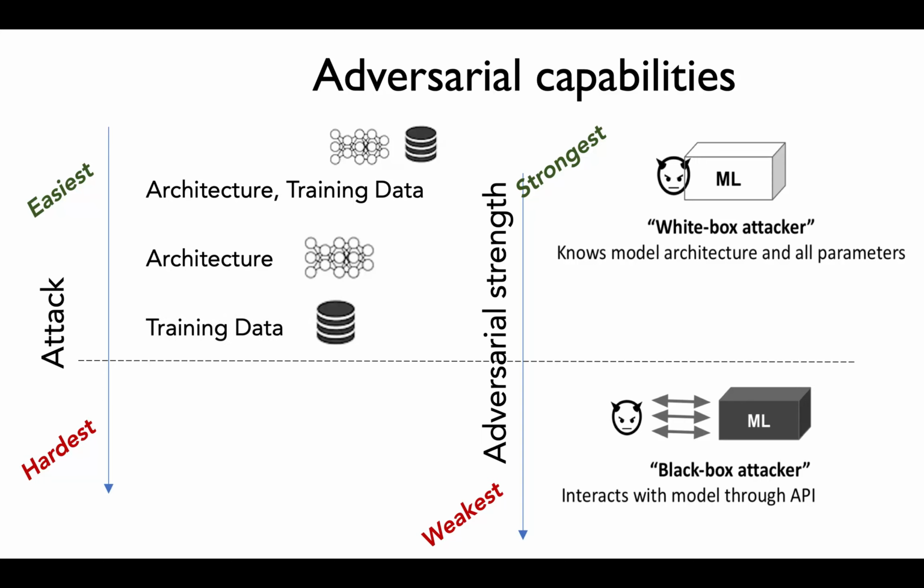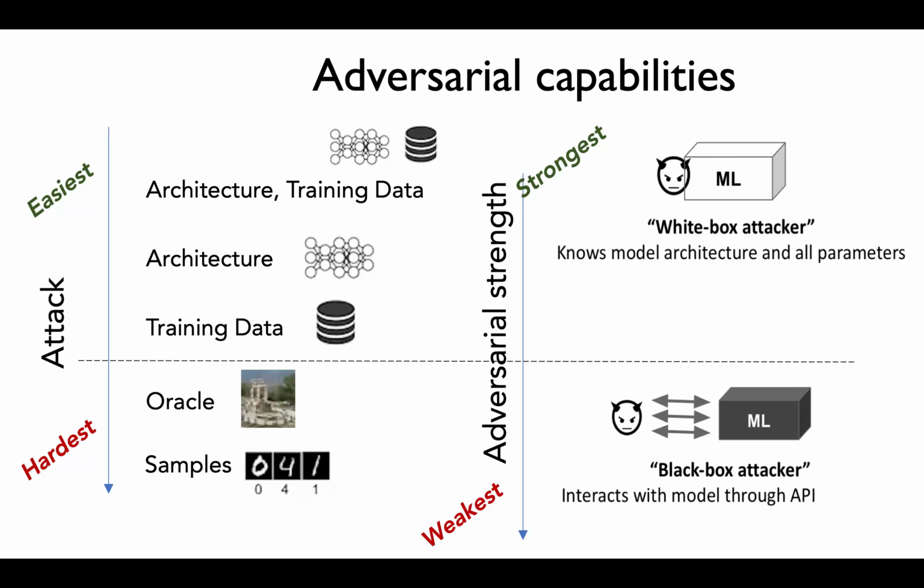And if you have only access to the training data, the attack is harder still. Sometimes you just have access to an oracle. You don't have access to the ML model, the architecture, or the training data, but you can just ask it a question and know the correct responses to different queries. So kind of a black box attack. And finally, you just have some samples.